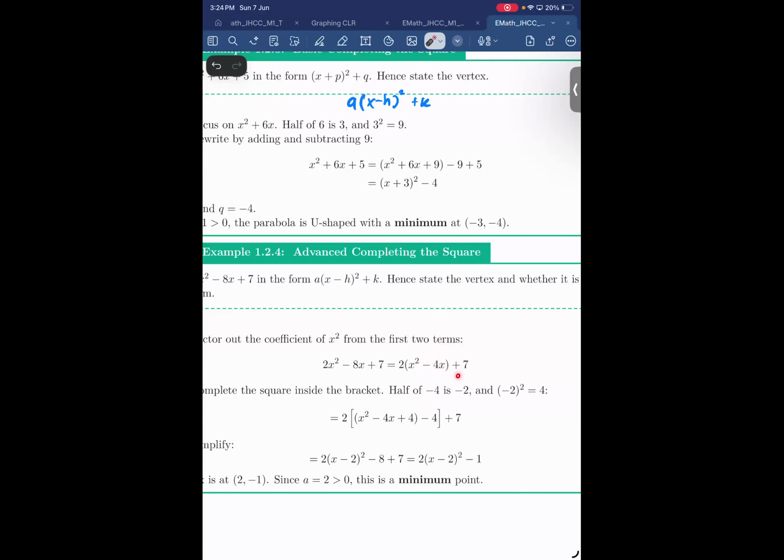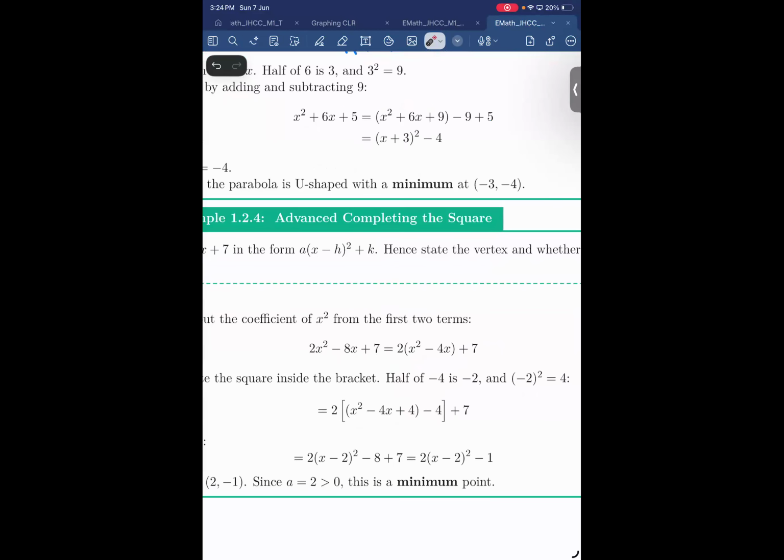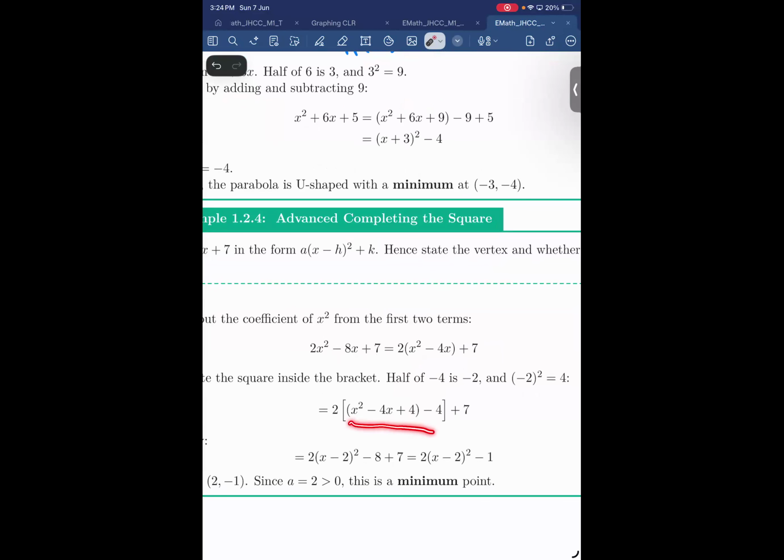Okay, don't plus 4, minus 4 outside the bracket. The bracket is here. So do it inside the bracket. So you plus 4, minus 4, then this guy here becomes x minus 2 whole thing squared. Then afterwards, you simplify, right?